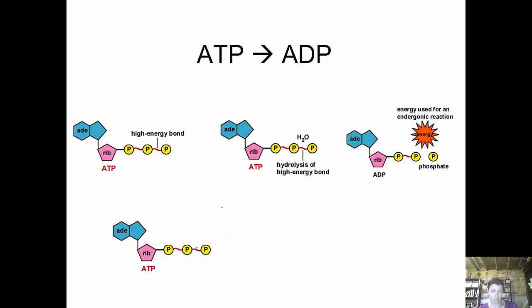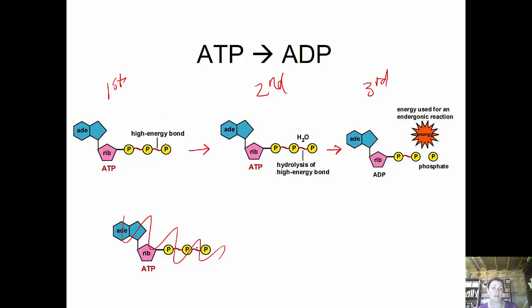You have a diagram on your page that has this ATP. I want you to put an arrow to this picture of it, and then another arrow to this picture of it. Because really this is the first step, the second step, the third step.